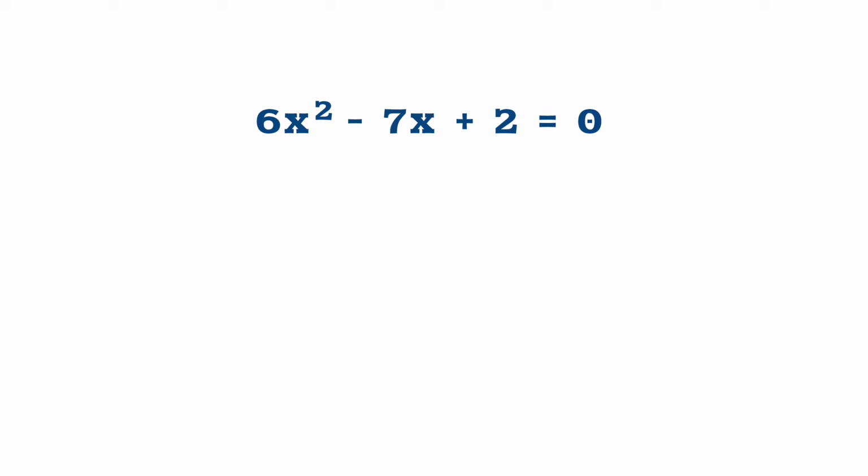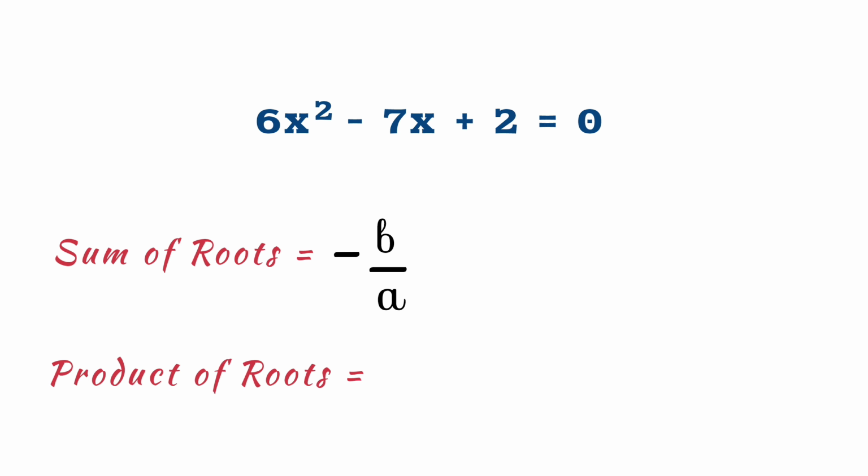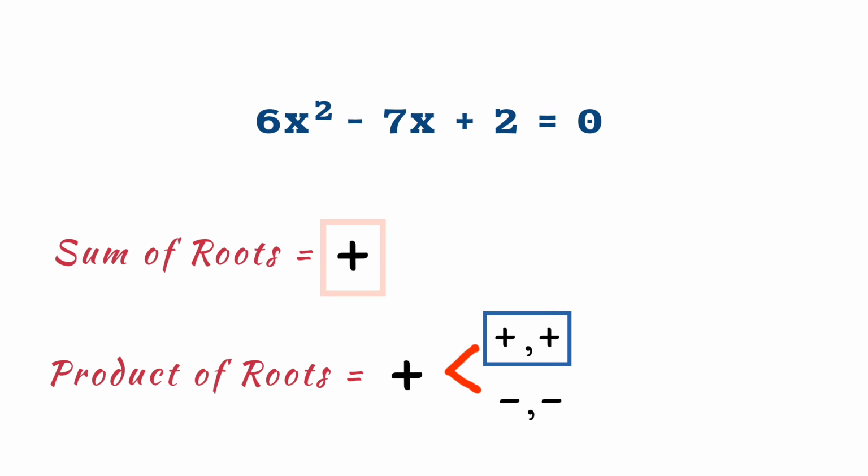Consider the equation 6x square minus 7x plus 2 equals 0. We know that sum of roots is given by minus b by a and product of roots c by a. You don't need to calculate them, just focus on whether they will be positive or negative. So sum of roots in this case will be positive and product of roots also positive. If the product is positive, that can mean two things: either both roots positive or both roots negative. But since the sum is positive, both roots have to be positive.